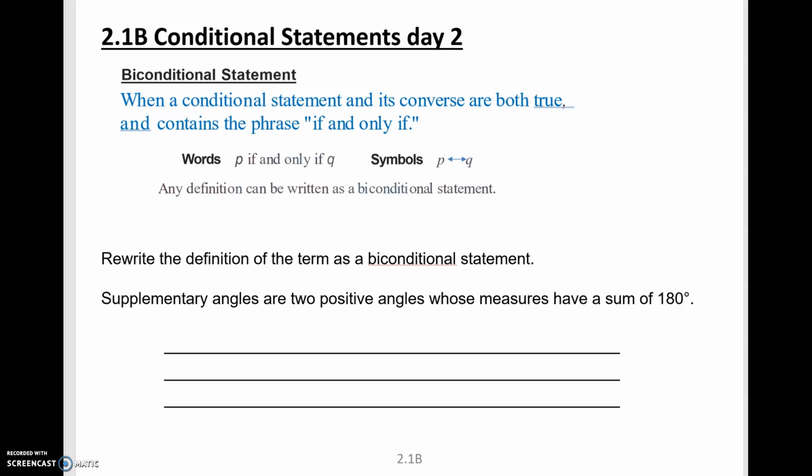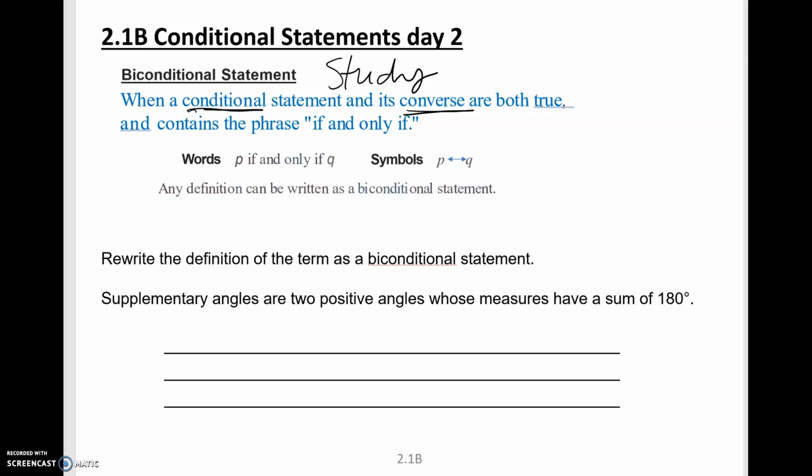Remember yesterday I said words are super important here, so we're just adding one more type of statement. Add this one to our list of things that we're going to study. This is a biconditional statement. This happens when both the conditional and its converse are true. These contain the phrase "if and only if."